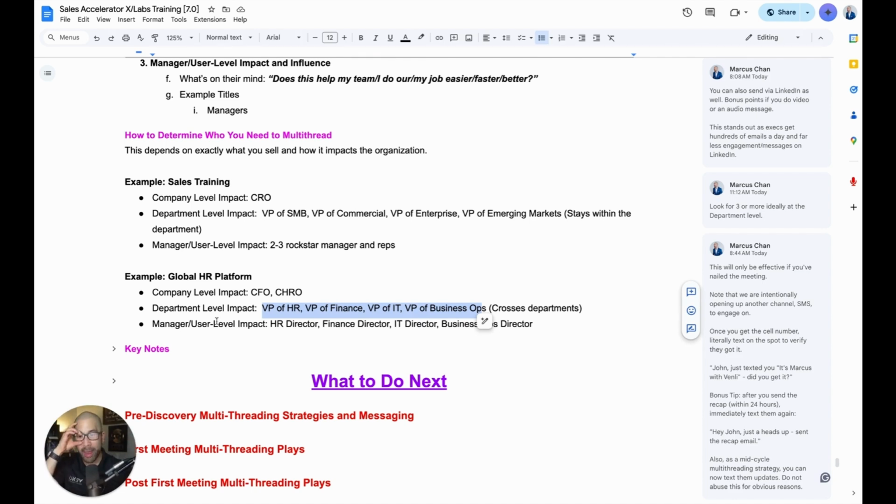All right, going to the manager user level impact, it could be HR director, finance director, IT director, business officer. This is just an example. There might be more than this, right? This is going to get your brain thinking in the right way in terms of who do we need to go after for every single opp that's in my pipeline?